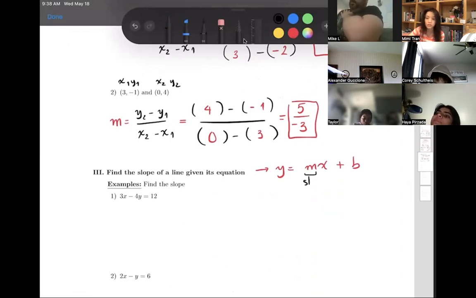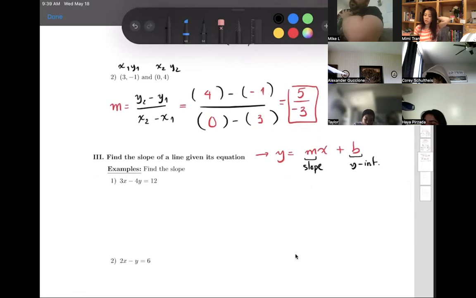slope, right? Thank you. Was it Devin? And then b? Y-intercept, I think. Good. Y-intercept. Now, is number 1, 3x minus 4y equals 12, in the form y equals mx plus b? Is that in that form? No, right? So we have to solve for y.